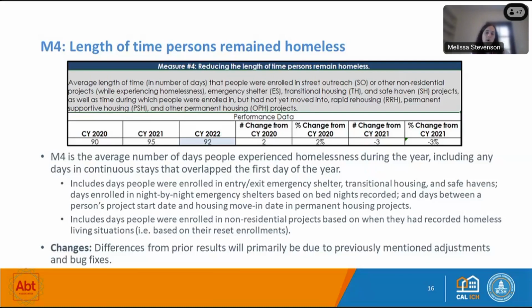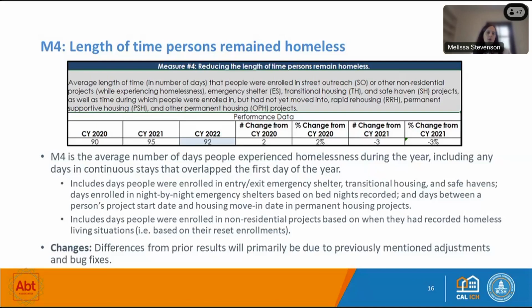And then also for permanent housing projects, we're counting any days between a person's project start date and the date they moved into permanent housing, when they got that housing move-in date. It also includes days people were enrolled in non-residential projects based on when they had a recorded homeless living situation. So again, I would point you towards the supporting documents for more details on those calculations, because it's a little more nuanced than with the more straightforward transitional housing, safe haven or entry-exit shelters.